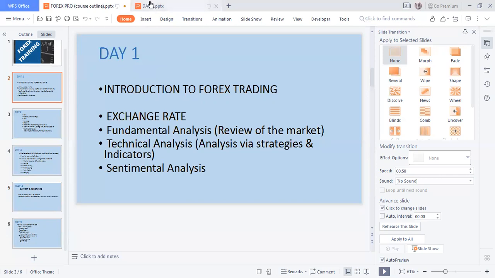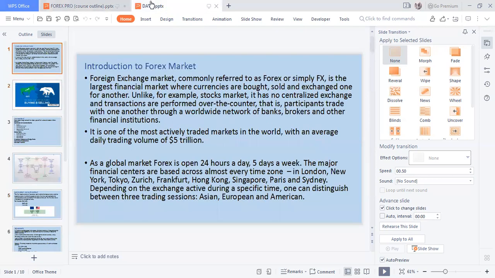Let's now start. What's Forex? Forex is the largest financial market where currencies are bought, sold, and exchanged for one another. Unlike, for example, the stock market, it has no centralized exchange and transactions are performed over the counter. That is, participants trade with one another through a worldwide network of banks, brokers, and other financial institutes.